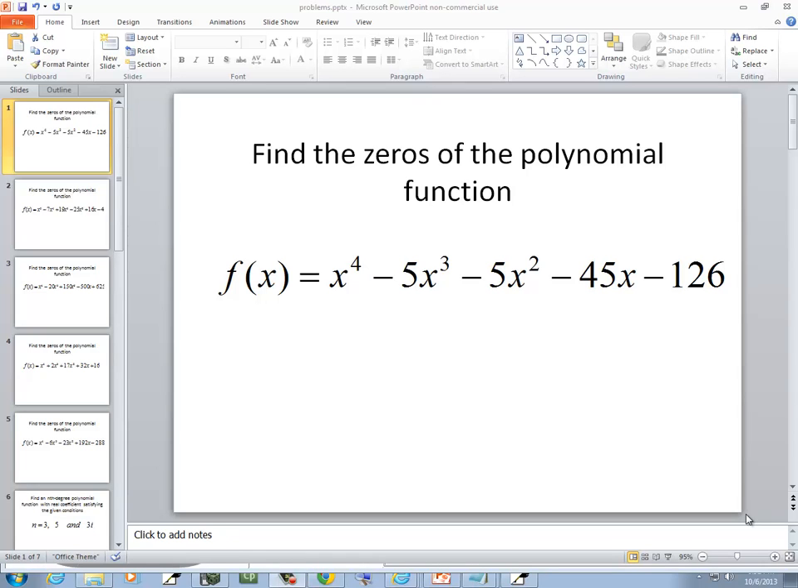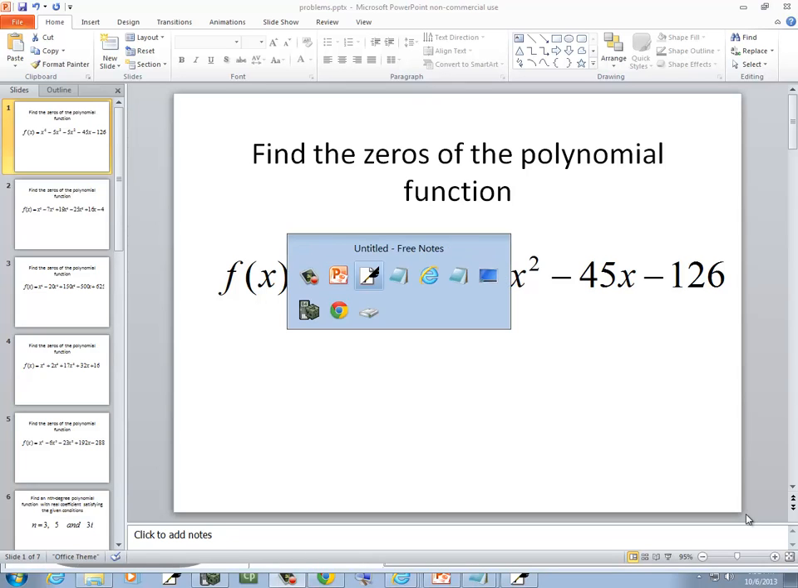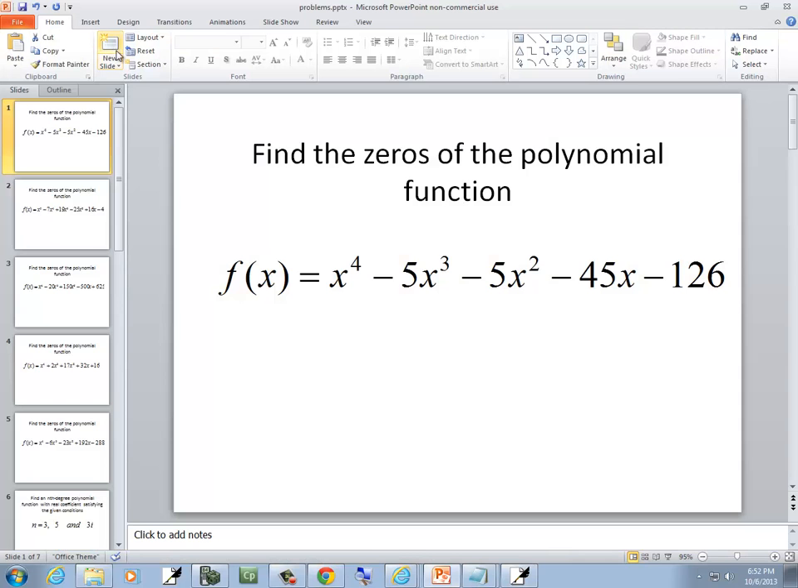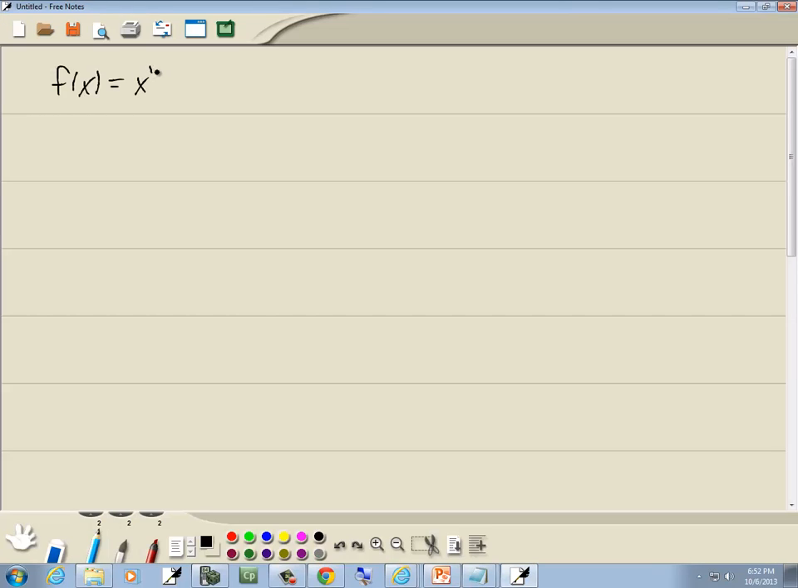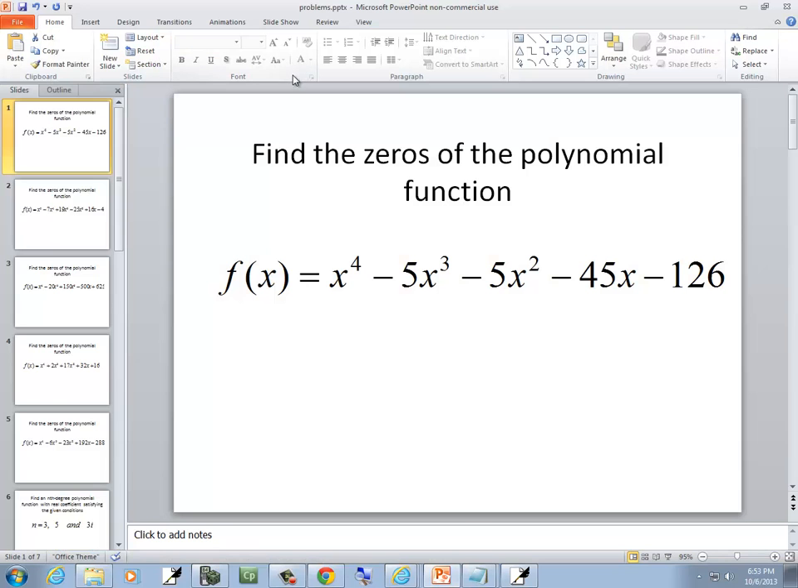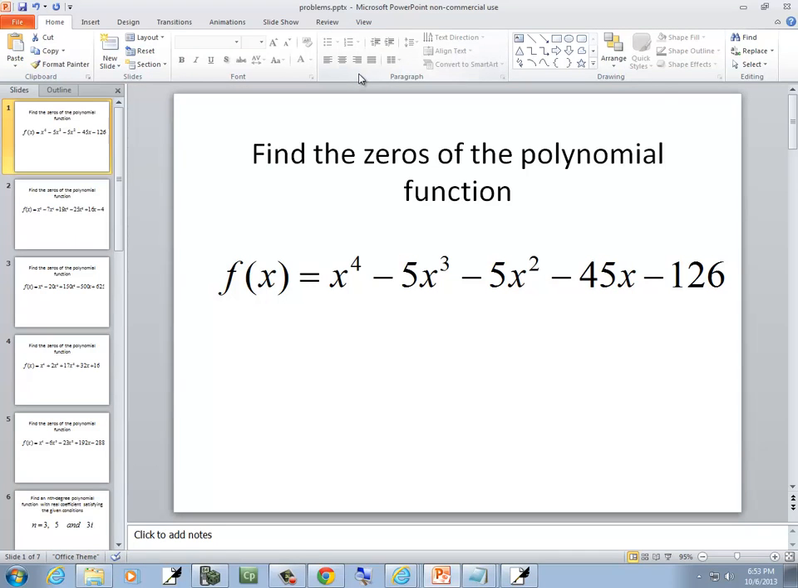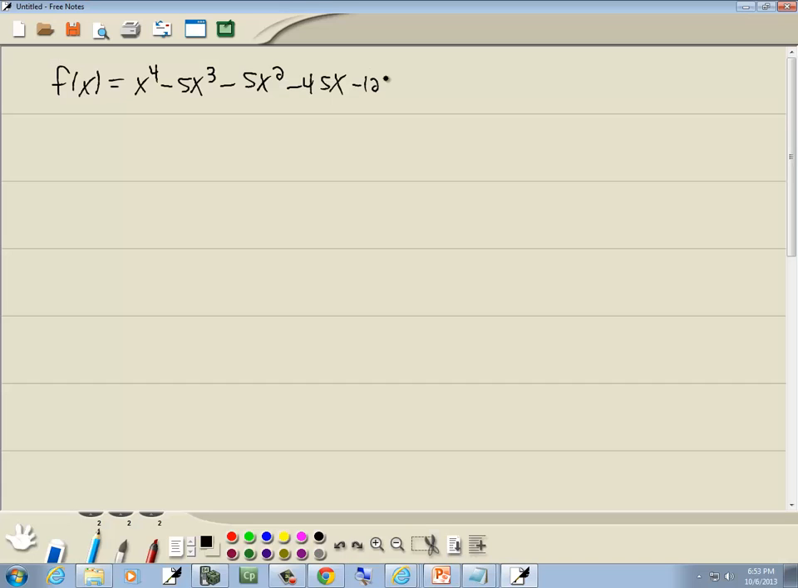In this problem, we want to find the zeros of the polynomial function. So we've got f of x is equal to x to the fourth minus 5x to the third minus 5x squared minus 45x minus 126, and we want to find the zeros. So it means we're going to set it equal to 0.